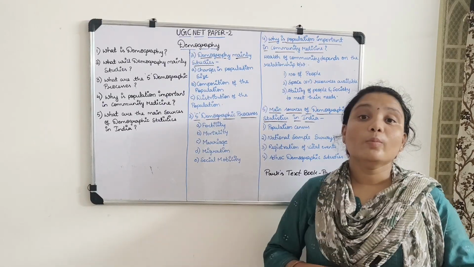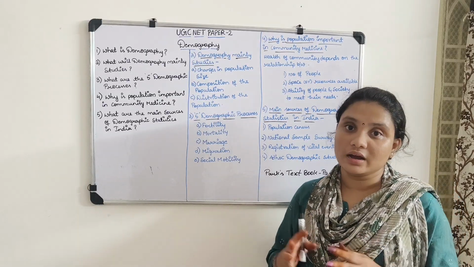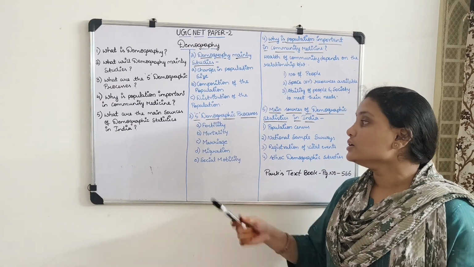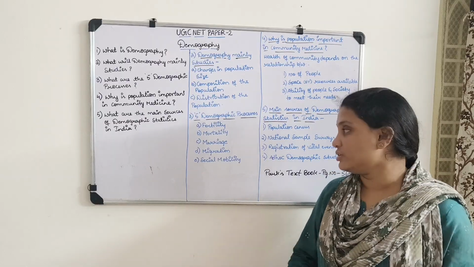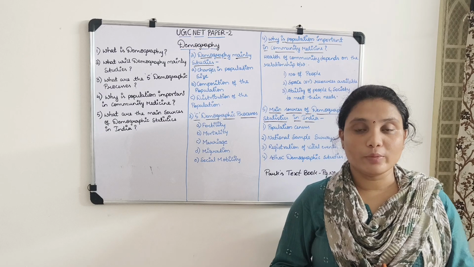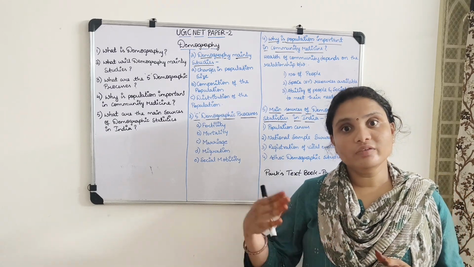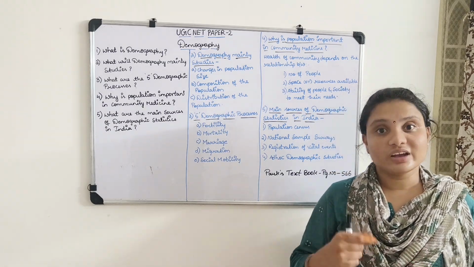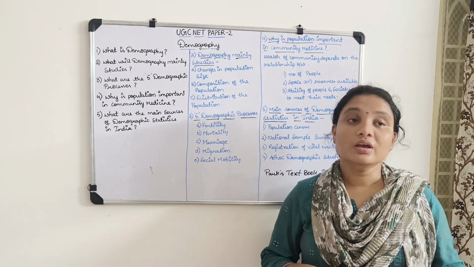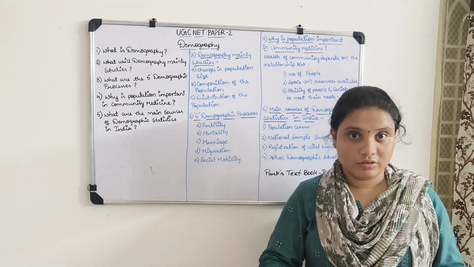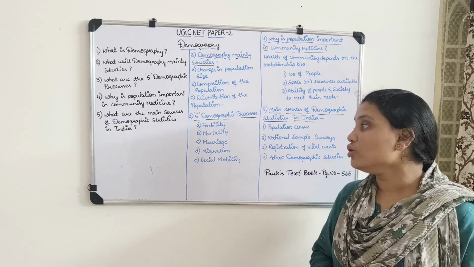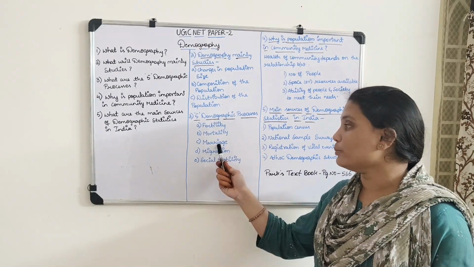Next, mortality. Mortality is nothing but the number of deaths that occur. So if more deaths occur, the population will decrease. So like that, mortality continuously changes the population. Next, marriage. How does marriage continuously change the population? Some people get married very late, that means after 30. So the chances of giving birth to a child are very low, and the population will decrease. Some people get married very early, so the chances of giving birth to a child are high, and the population will increase. So like that, marriage also continuously changes the population.